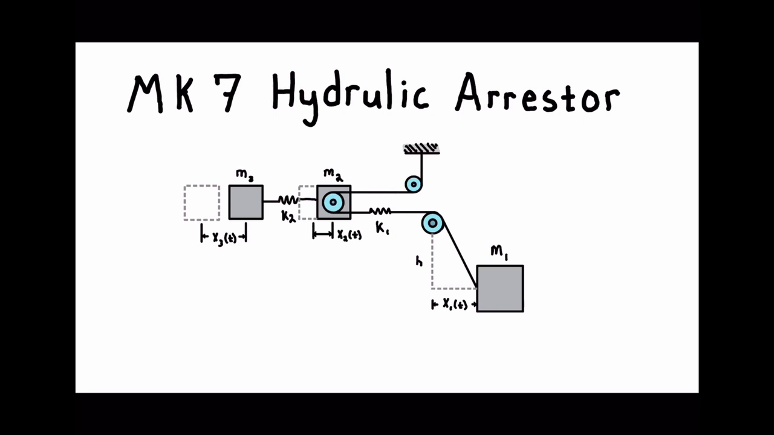Assumptions included no air resistance, no self-inflicted braking from the jet. The moving pulley was represented by a single spring. Along with the Mk7 arrestor pictured here, the new AAG was roughly modeled as well to show its benefits over the older system.